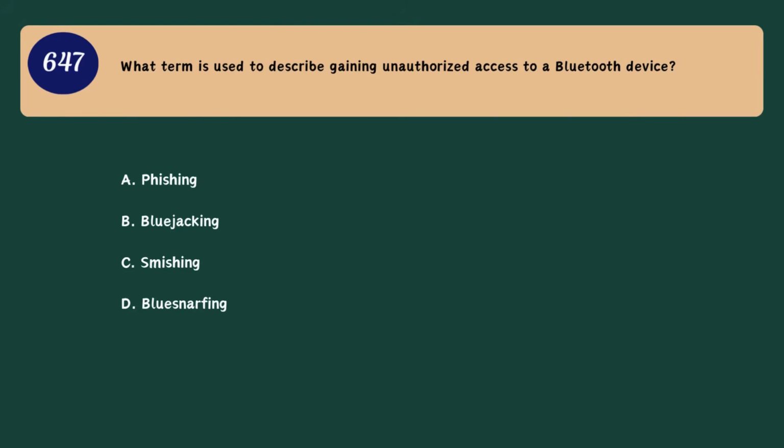Question 647. What term is used to describe gaining unauthorized access to a Bluetooth device? A. Phishing. B. Bluejacking. C. Smishing. D. Bluesnarfing.